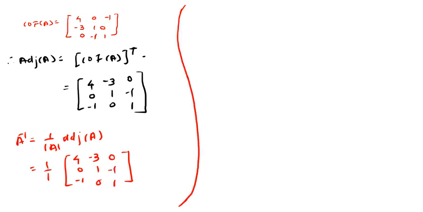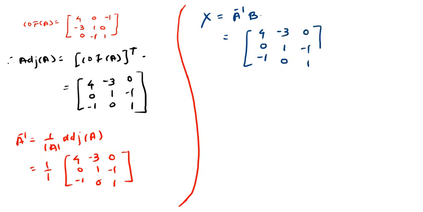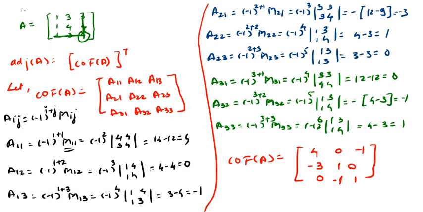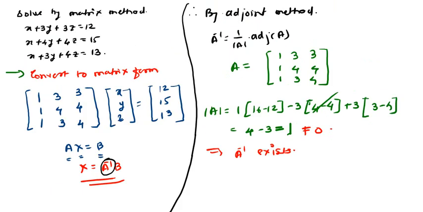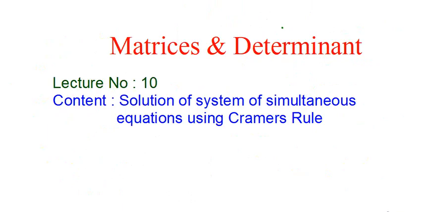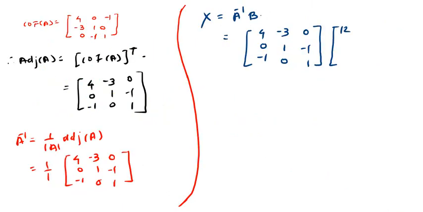Okay, and finally we will get X equal to A inverse into B. So A inverse is what? 4 0 -1, -3 1 0, 0 -1 1 into the matrix of unknowns, the matrix of constants. Okay, and the constants are 12, 15 and 13. Okay, this will be 12, 15 and 13.